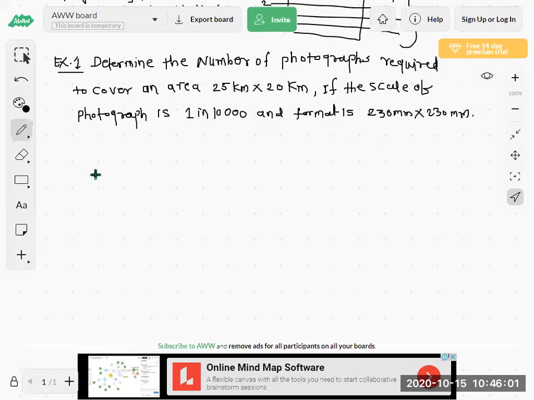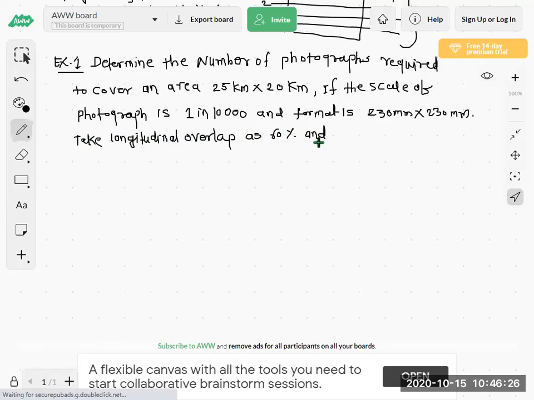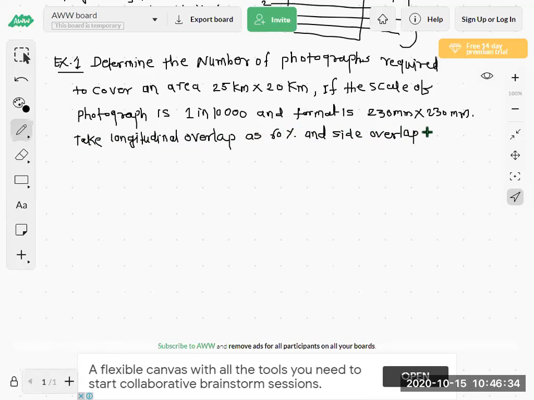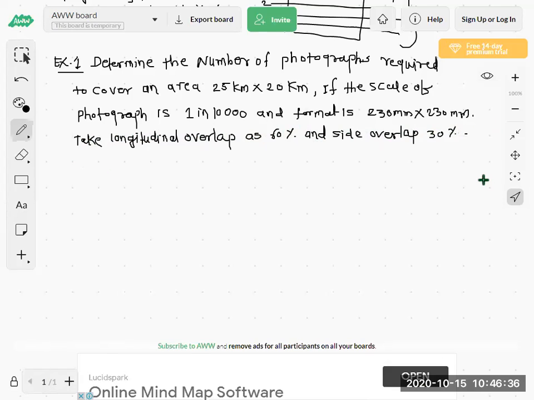Take longitudinal overlap as 60% and side overlap 30%.